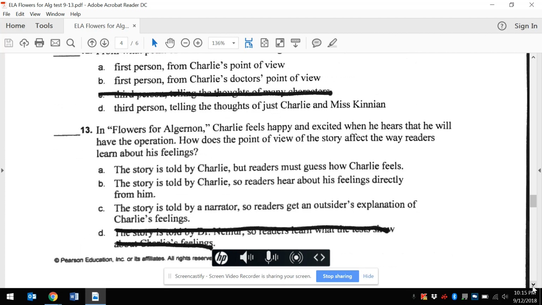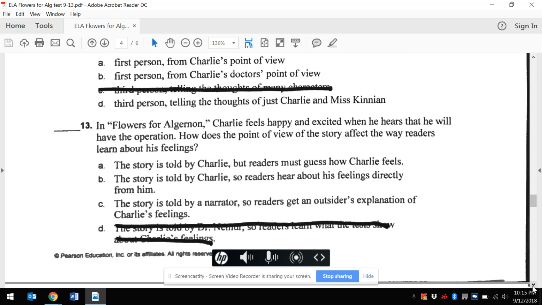Number 13. In Flowers for Algernon, Charlie feels happy and excited when he hears he will have an operation. How does this point of view of the story affect the way the readers learn about his feelings? The story is told by Charlie, but readers must guess how Charlie feels. That's A. B. The story is told by Charlie, so readers hear his feelings directly from him. C. The story is told by a narrator, so readers get an outside explanation of Charlie's feelings.